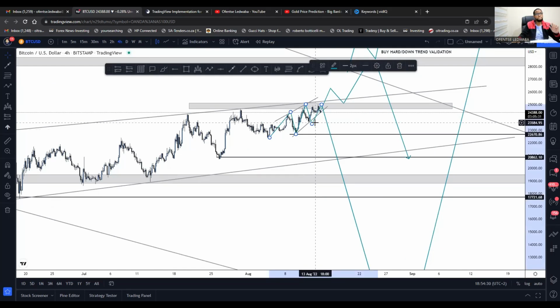So guys, make sure you get into your charts and prepare for the market. Trade your plan, plan your trade, trade your plan.